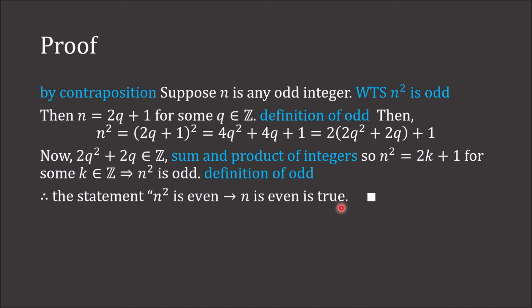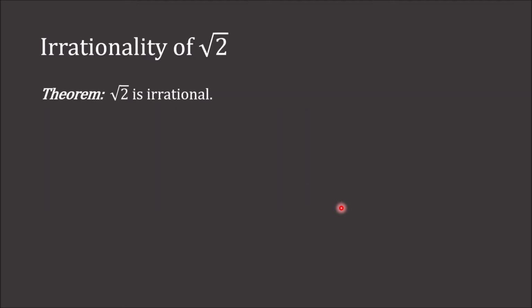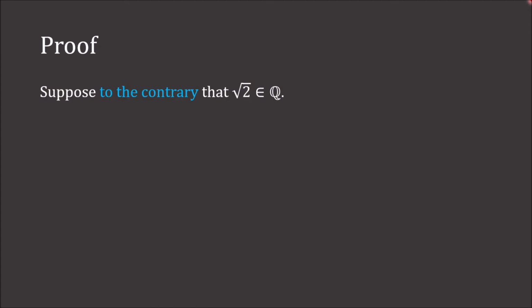So we will conclude this lecture by looking at two famous theorems, two famous proofs. The first one deals with the irrationality of the square root of 2. So the statement is the square root of 2 is irrational. So suppose to the contrary that the square root of 2 is rational. So notice that we're doing a proof by contradiction here.